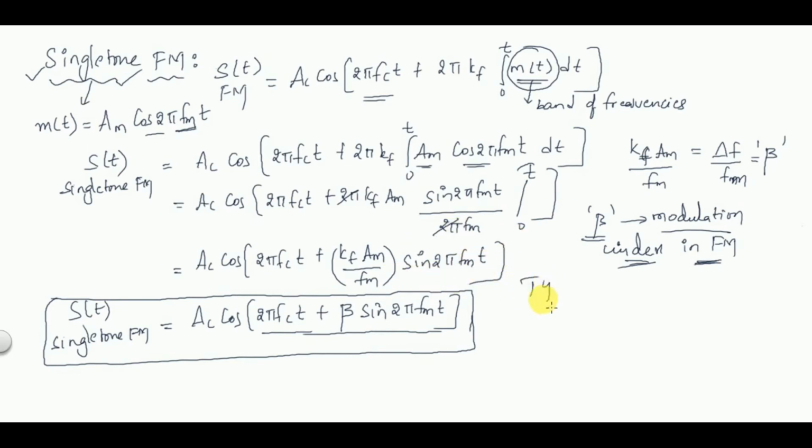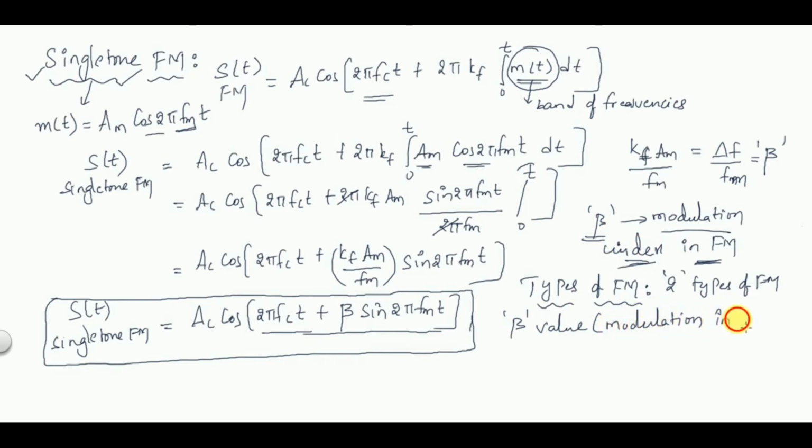And next is types of FM. There are two types of FM, or FM is classified into two types. This classification depends on the beta value, that is, the value of the modulation index. Depending on the value of modulation index, we have two types of FM signals.